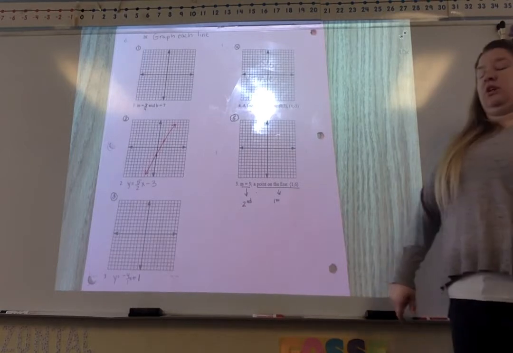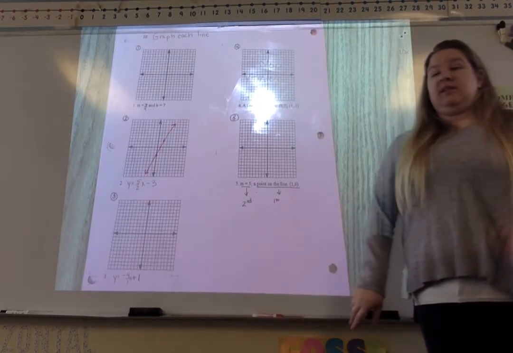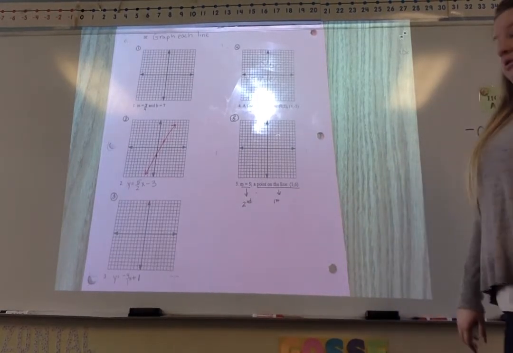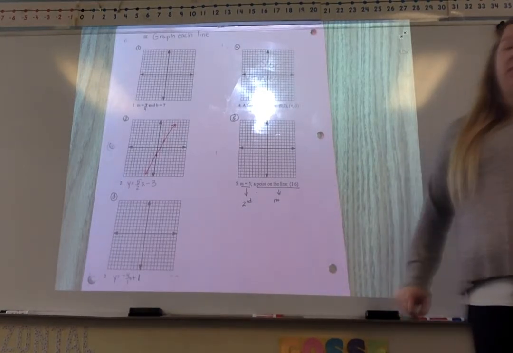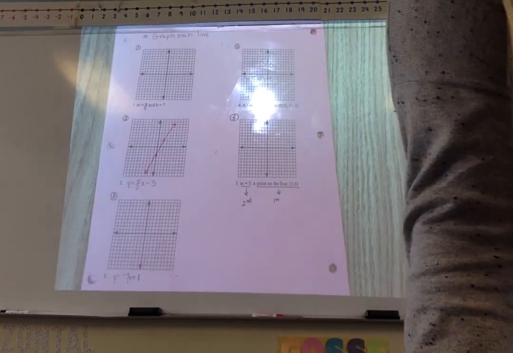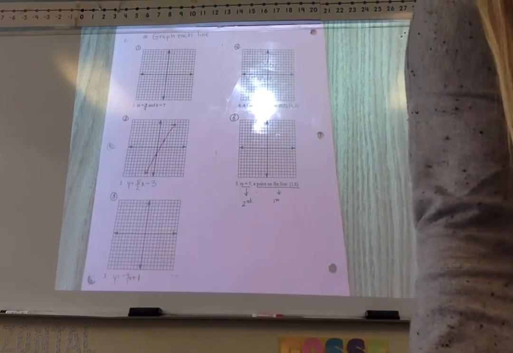Once you're done with number 2, put this in your homework folder and take out your challenge problem, please. Aren't they due tomorrow? They are.